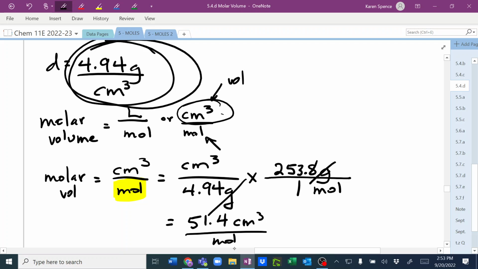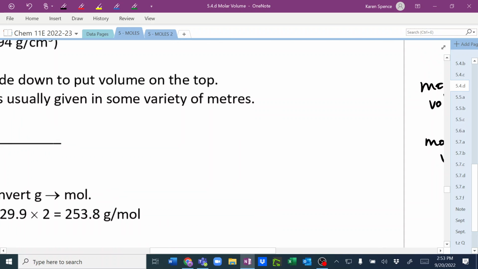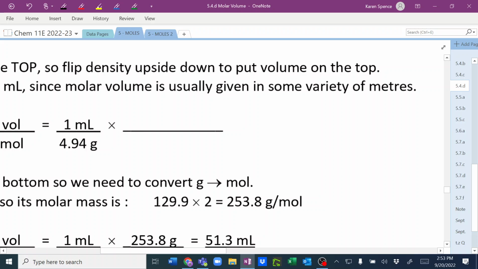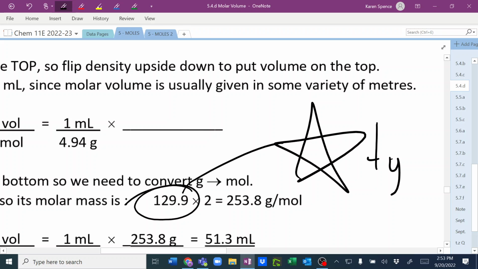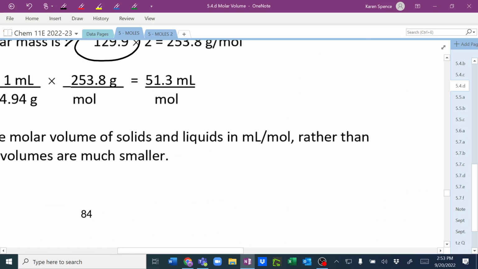Times 2. Doesn't it? Oh, and that's not 129.9. It's something else. Thank you. All right. One last question, and then you can go home and do the exercises on this one.